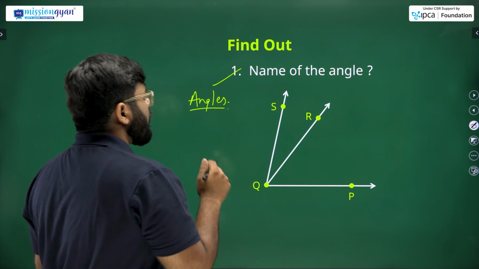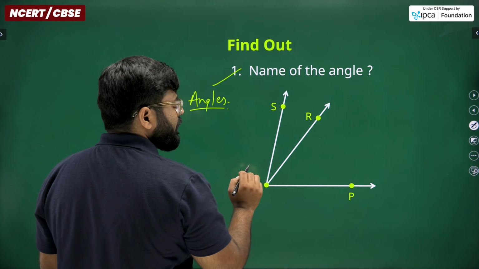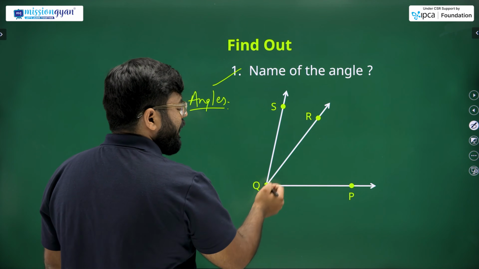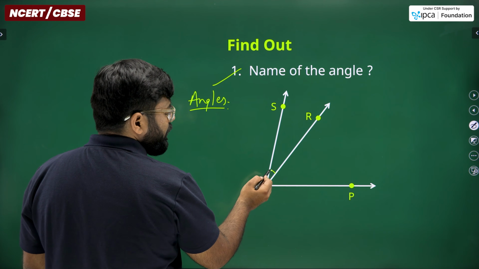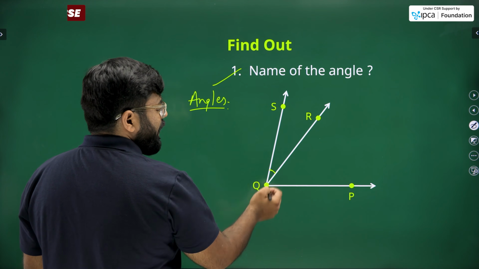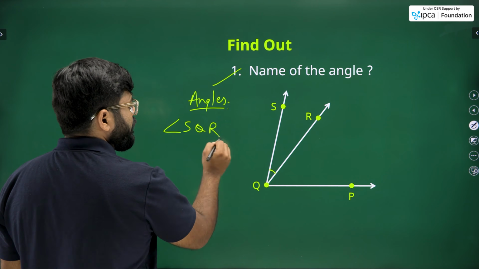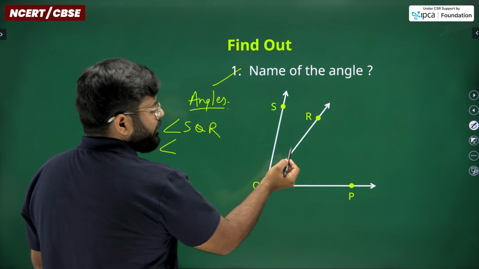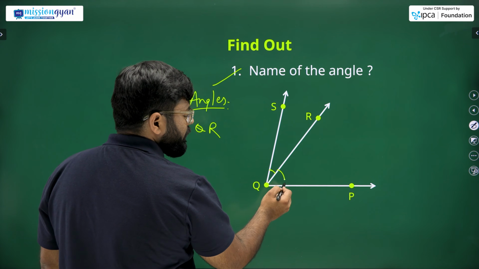So let's find out what are the angles here. QS and QR is a ray and QR and QP is a ray. So we can say this is the angle, the distance between QS and QR. So we can write angle SQR. Is that clear? Next, we can say QR and QP is a ray and this is the distance between them.